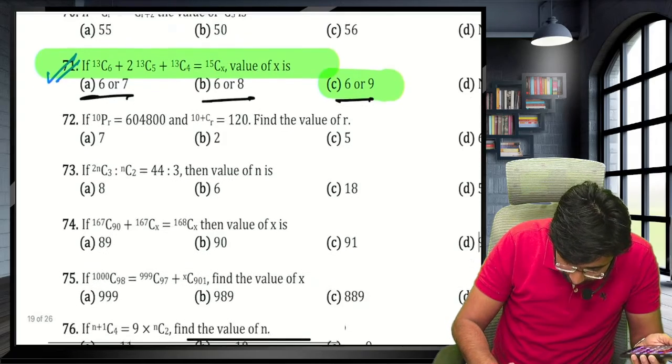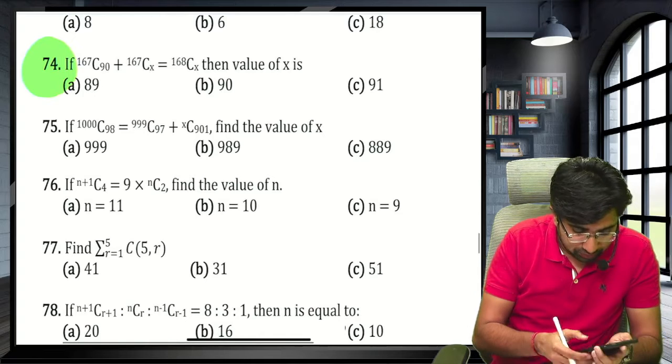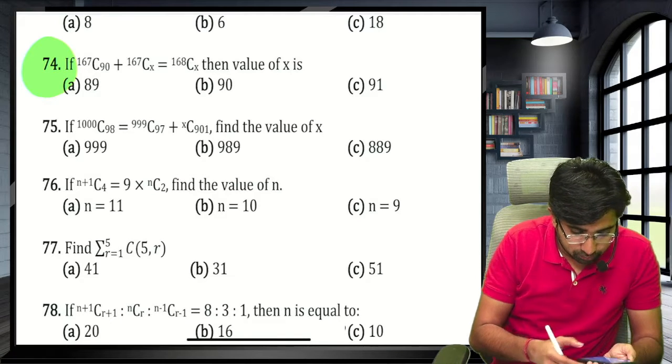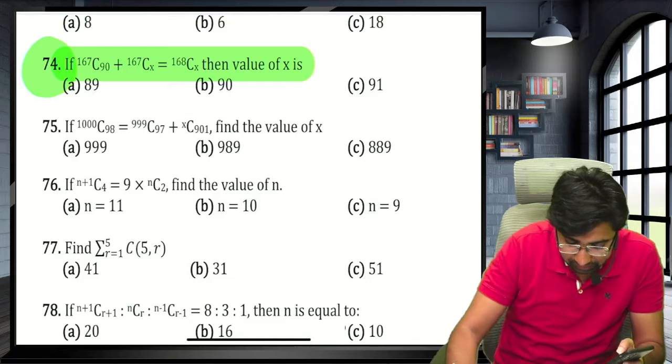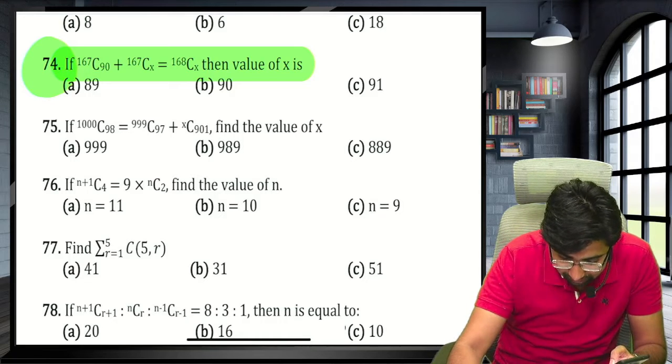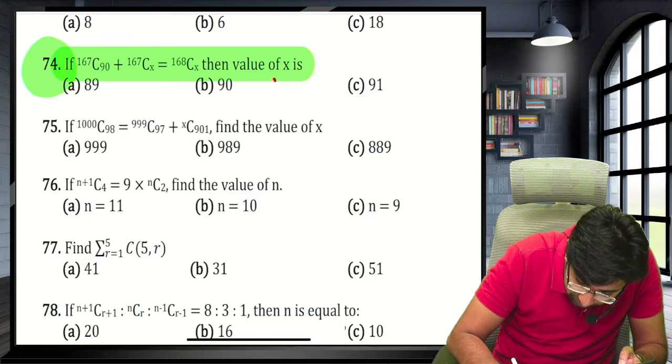Now, all of you guys, please pay attention to this question. Question number 74. Guys, please pay attention to question number 74 fast. 167C90 plus 167CX is equal to 168CX. We have to find the value of X.